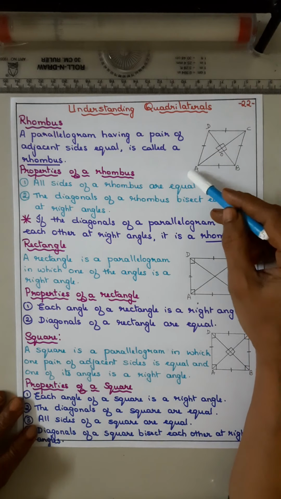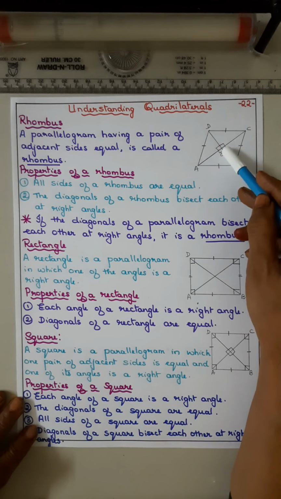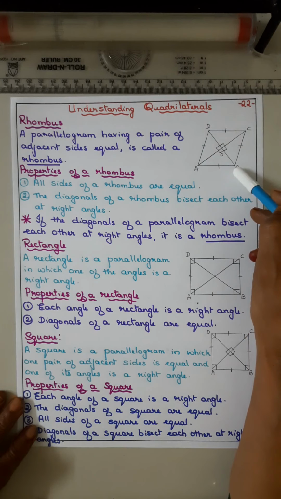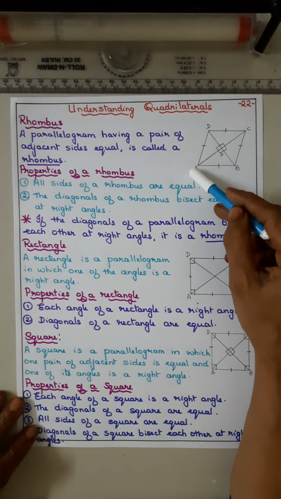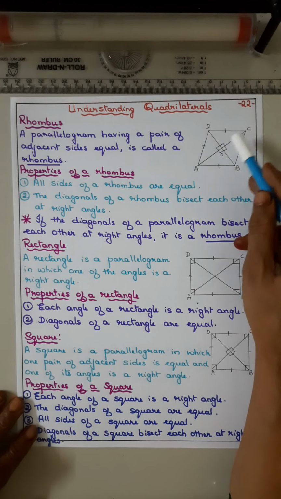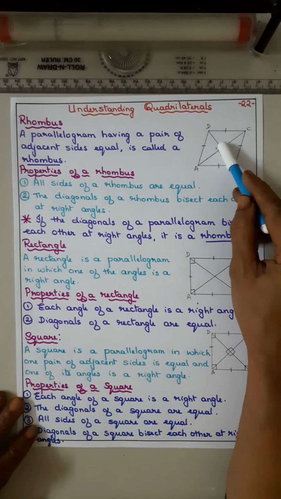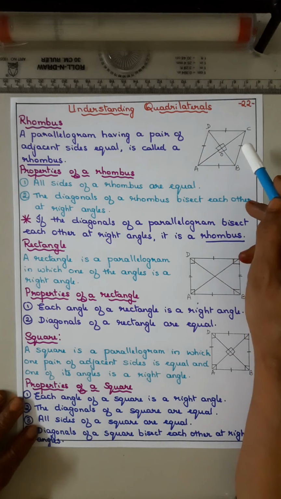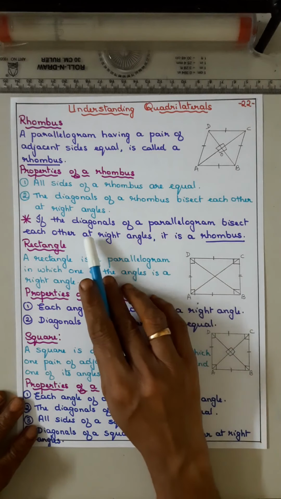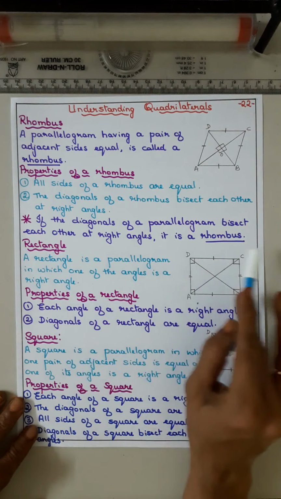So bisect. AC is the diagonal, so AO is equal to CO. BD is the diagonal, OD is equal to OB. Now right angles means angle AOB is equal to 90 degrees, BOC 90, COD 90, DOA 90. So here in the center each triangle is forming a 90 degree. Okay. So these are the two properties, and if the diagonals of a parallelogram bisect each other at right angles, then it is a rhombus.